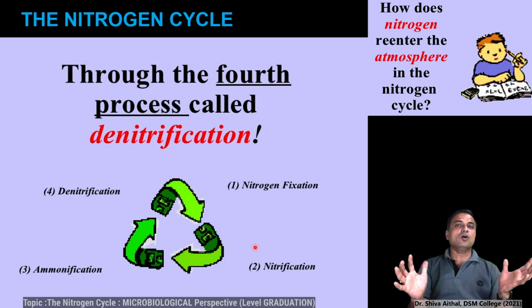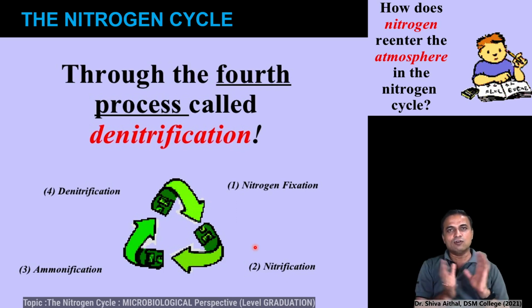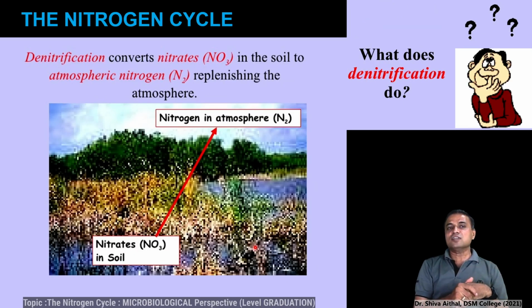Now once they all accumulate and live a certain life on this earth, there is a second stage, now called denitrification, where all these animals are ending their life, they die. When they die off, they get decomposed, come back to the stage of ammonification, they are dead and decaying, and the denitrification process starts. Denitrification converts NO3 in the soil to atmospheric nitrogen, replenishing the atmospheric nitrogen.